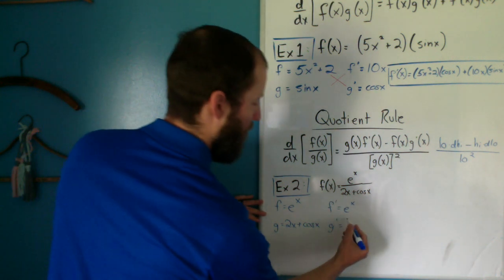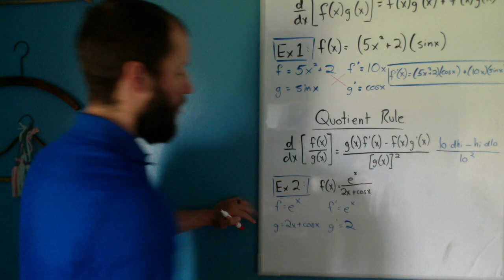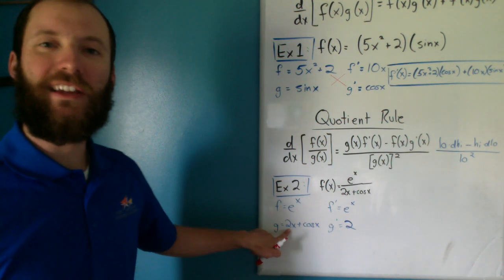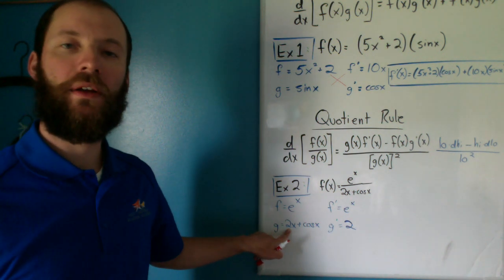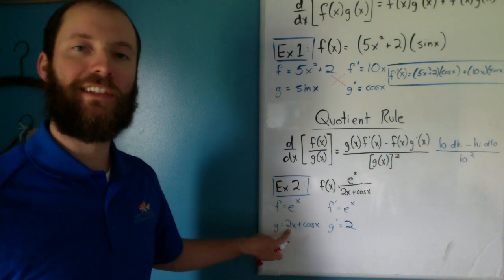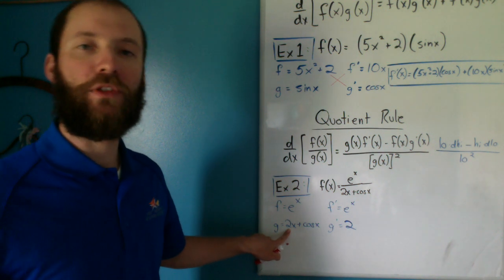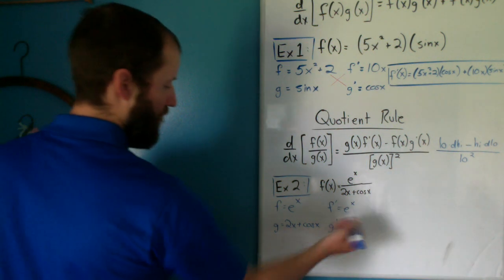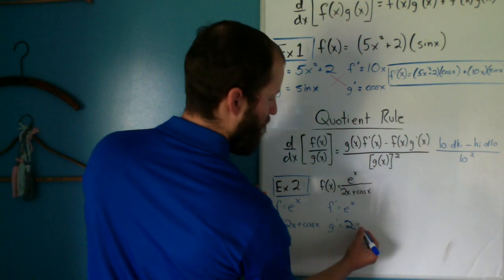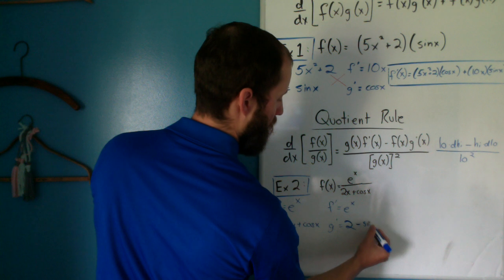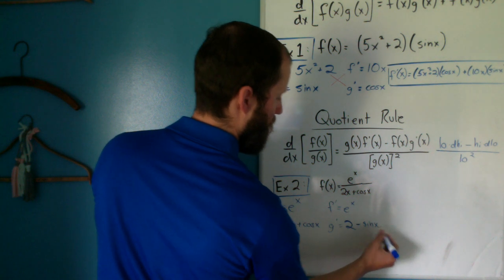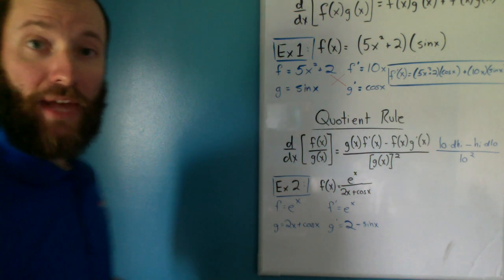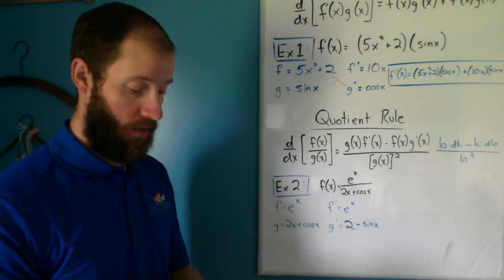So derivative of 2x is 2, which when you think about it, that's a linear function, 2x. What's the slope of 2x? Well, the slope is 2. Slope is rate of change. Derivative is rate of change. So the rate of change of 2x is 2. Derivative of cosine would be negative sine of x. So now I got all my puzzle pieces.